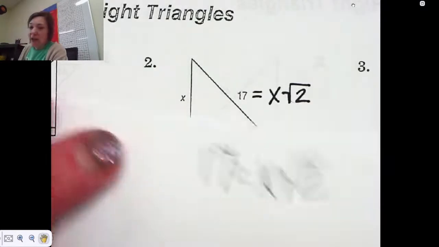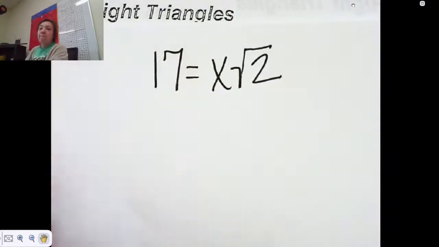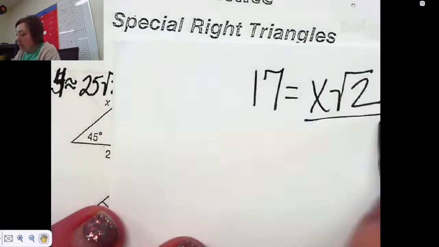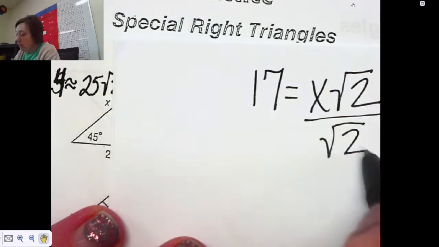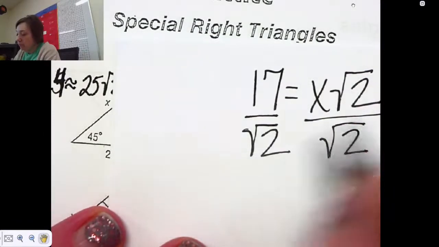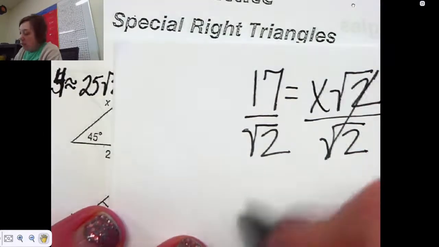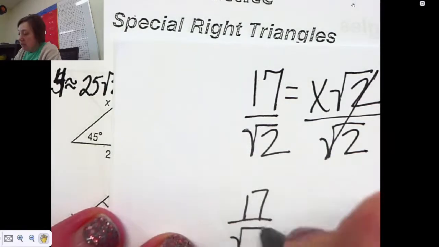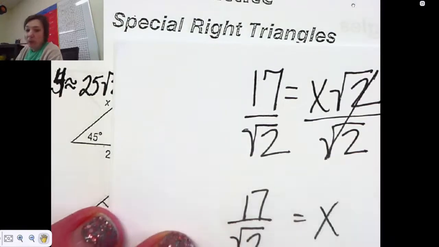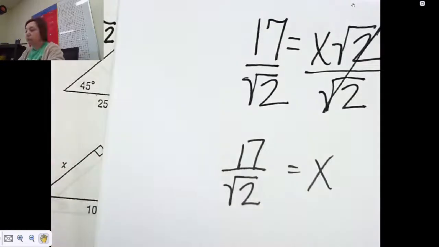All right, so let's back it up a second. What's happening between X and square root of 2? What are they doing to each other? They are multiplying. How do you unmultiply stuff? Divide it. So we're going to divide this by the square root of 2, just like this, right? And you actually can just plug this in your calculator and get a decimal. But we need to talk about this for a minute.